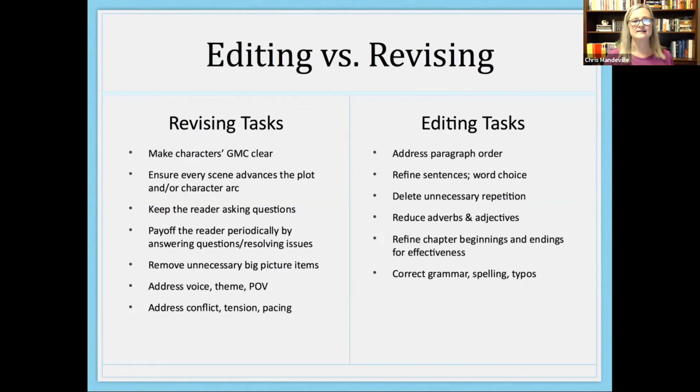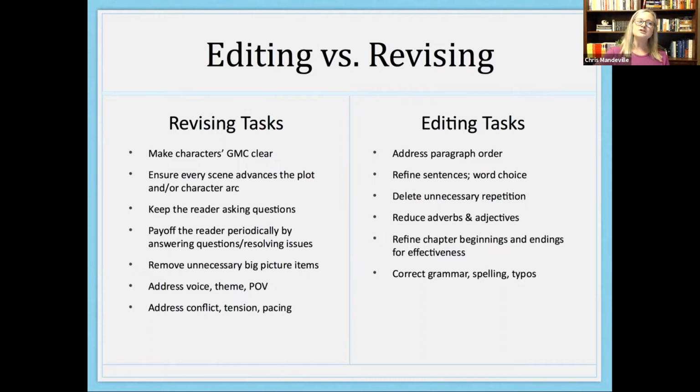Revising tasks include things like making sure your character's GMC is clear and consistent, making sure every scene advances the plot and or the character arc. I've mentioned that a couple times. Every scene, every bit of dialogue should be related to your plot and or your character arc, which is why GMC can be so valuable as a tool. You want to keep the reader asking questions, and you want to pay off those questions periodically and bring up new questions. In that way, you build trust with your reader that you're reliable and you're going to pay them off at the end. And also pulling them along in the story and keeping them turning pages.